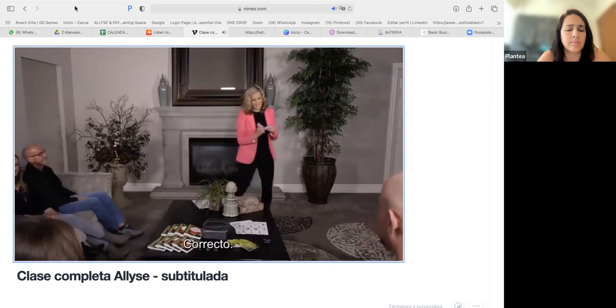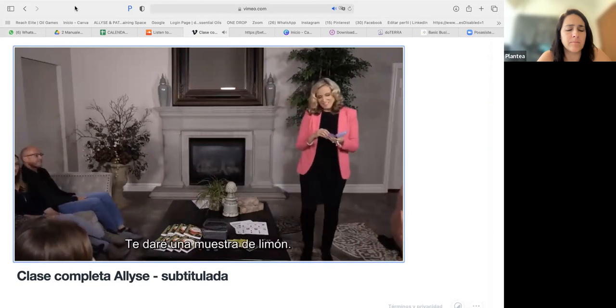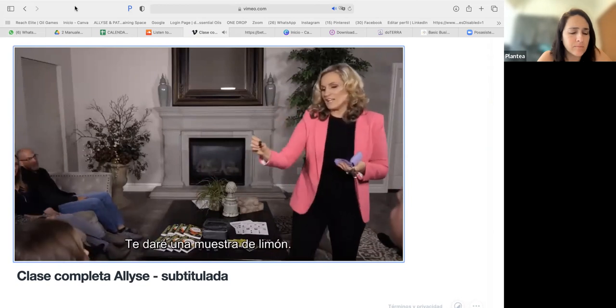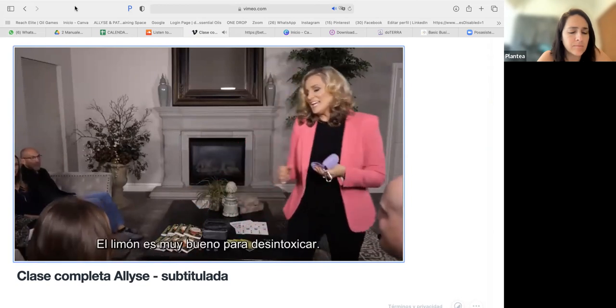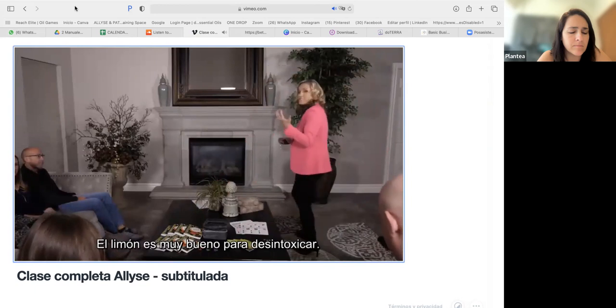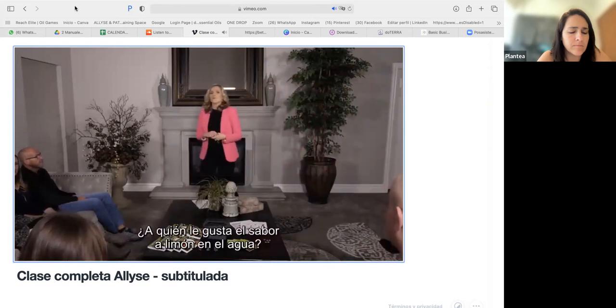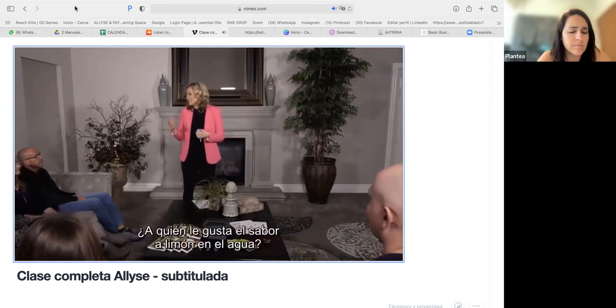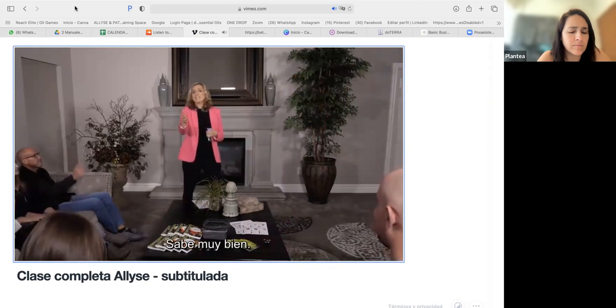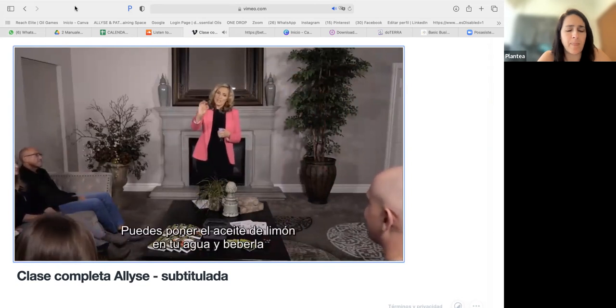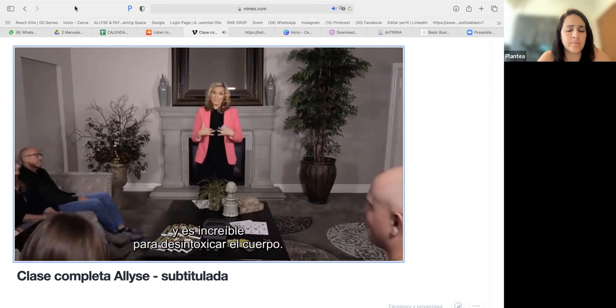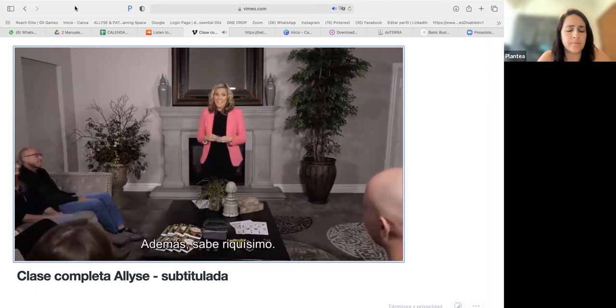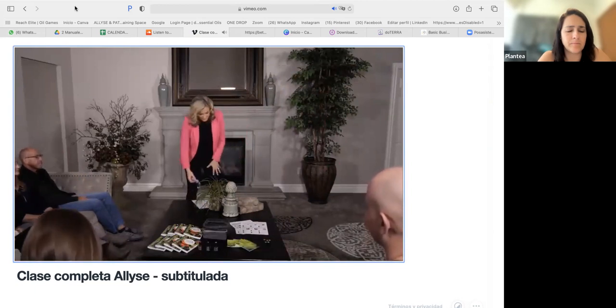Okay, right here. Internally, that's right. So, I'm going to give you a little sample vial of lemon, okay? And lemon is super great for detoxing. So, how many of you love lemon in your water, right? It tastes so good. You just take lemon and put it right in your water and drink it, and it's fabulous for detoxing your whole body. And it tastes really, really great.